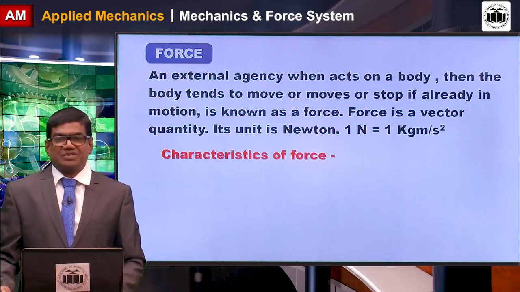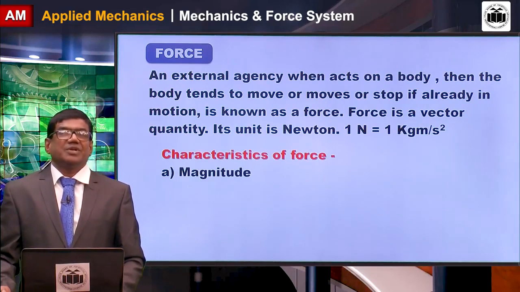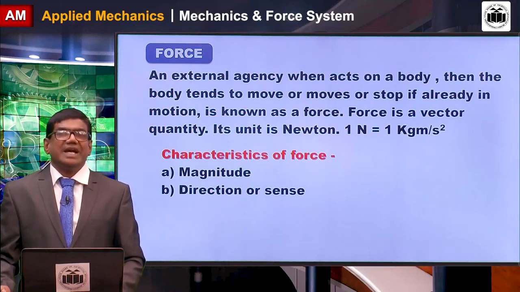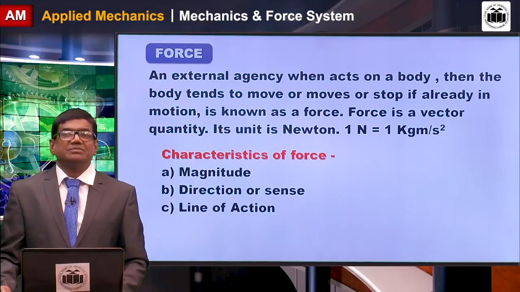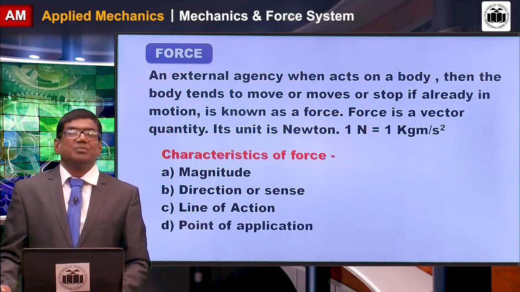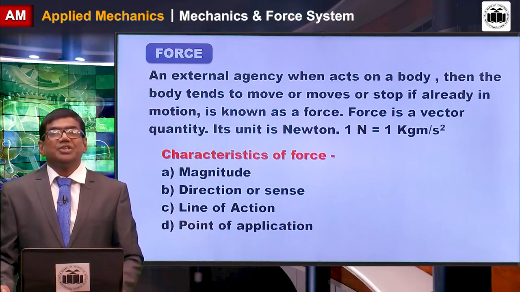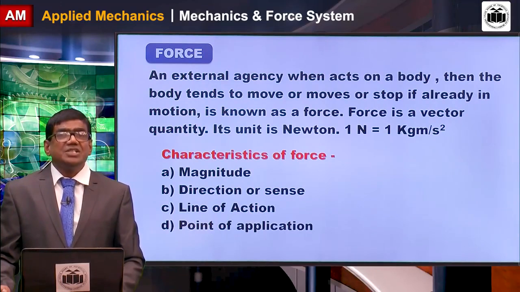Characteristics of force. First, magnitude. Second, direction or sense. Third, line of action. Fourth, point of application. So these 4 parameters are essential to understand a force completely.